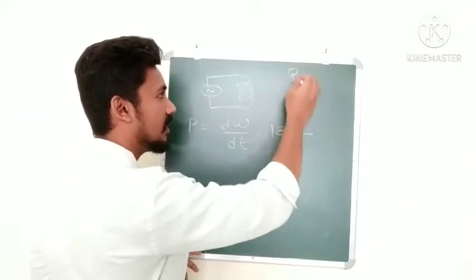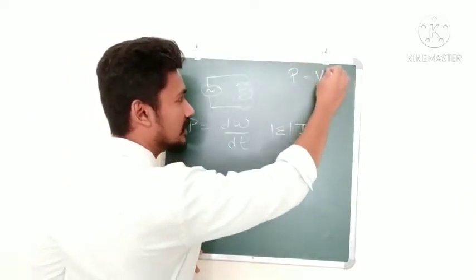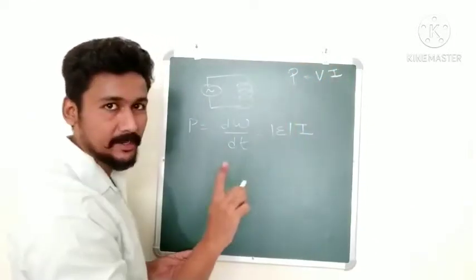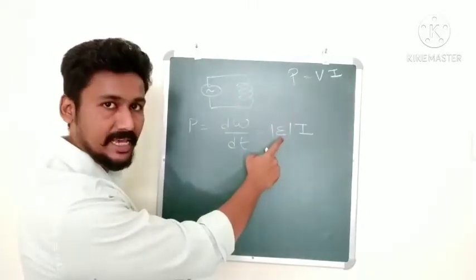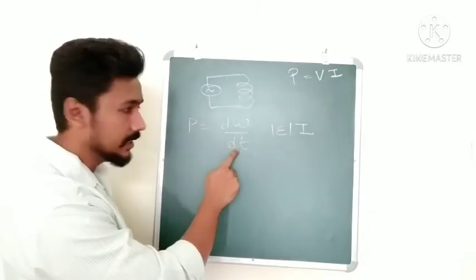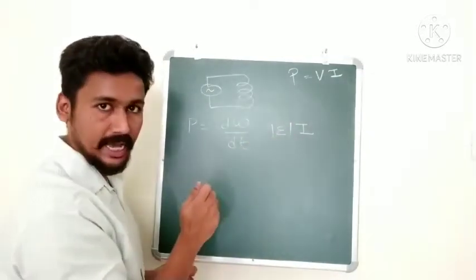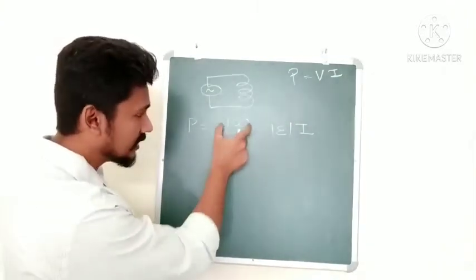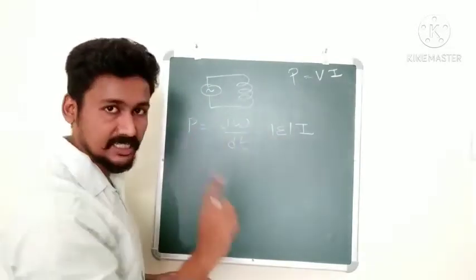I hope from 11th class. Power is equal to potential difference into current, P is equal to VI. So here instead of potential difference we are taking the EMF. So what you get? P is equal to dW by dt, which is equal to E into I. Right. So this is the power that is dissipated.